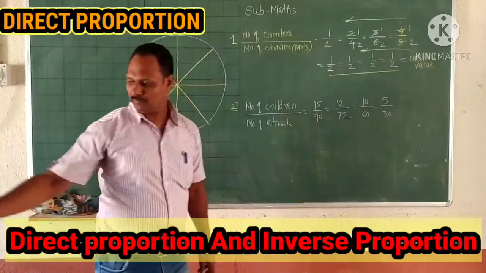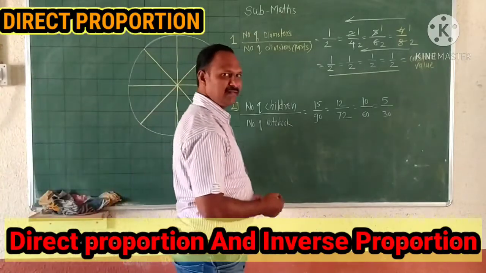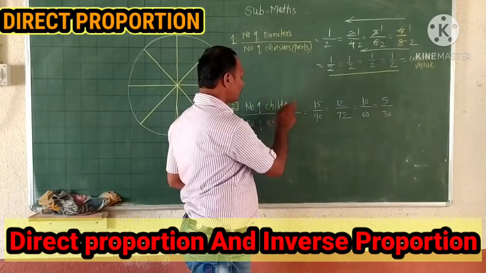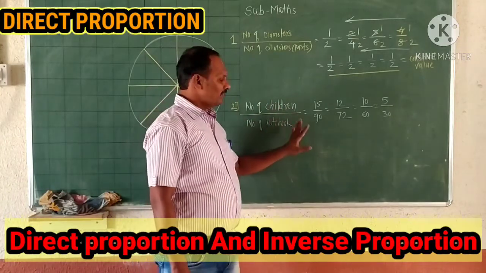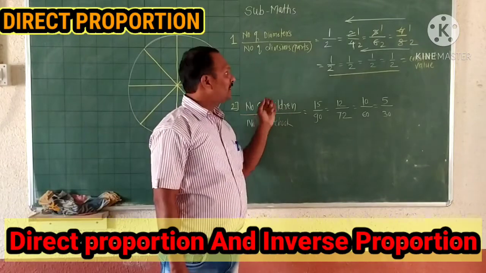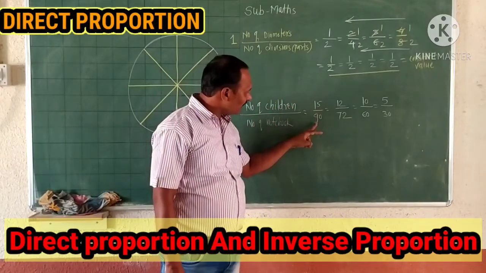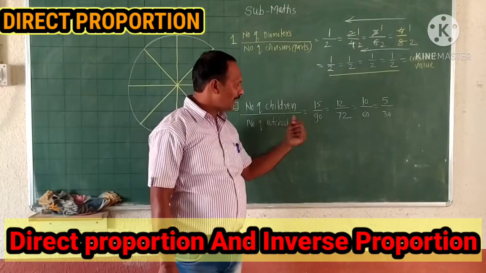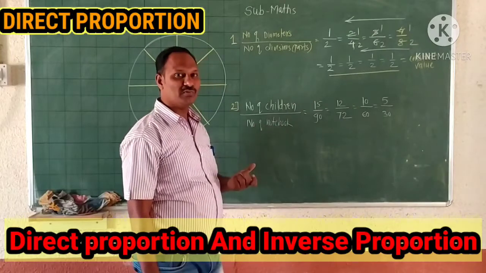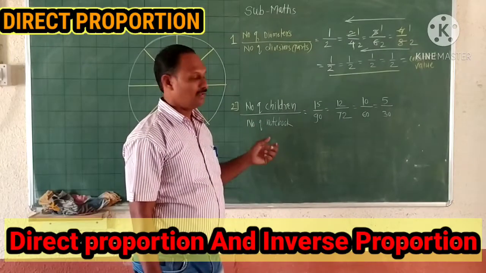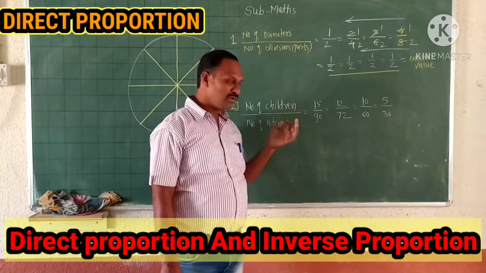Now in this example also you have the number of children and the number of notebooks. Now you see, which type of proportion is this? There are two types of proportion, direct and inverse proportion. First, 15 children and 90 notebooks are there. Here, one child gets how many notebooks? What is it, one child has how many notebooks?